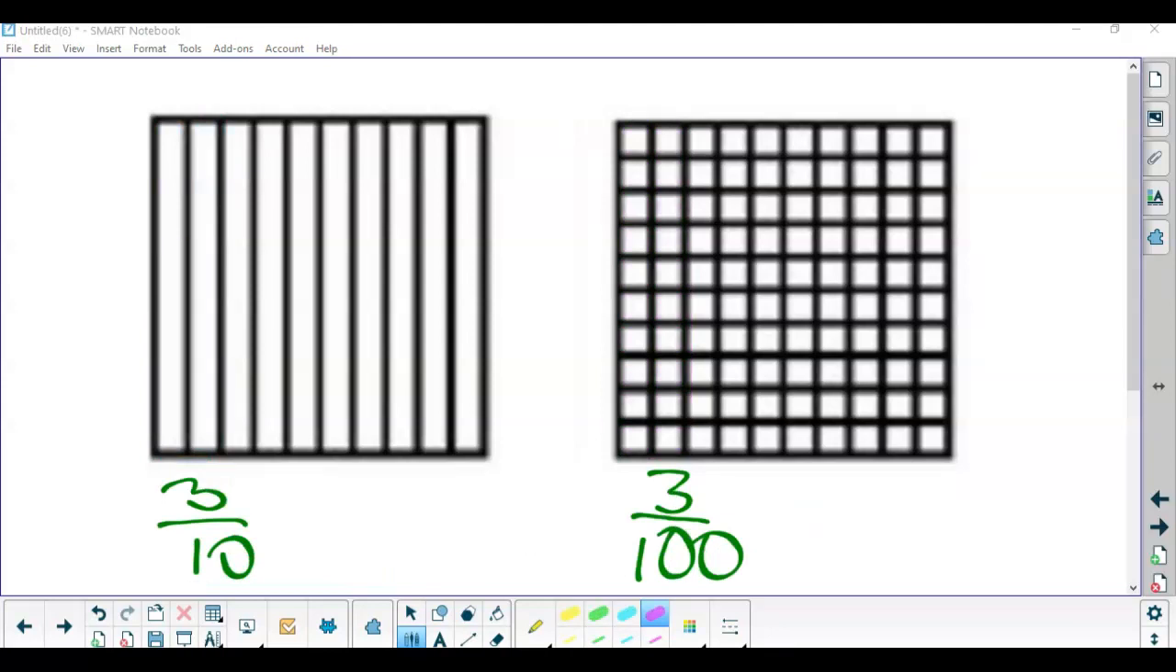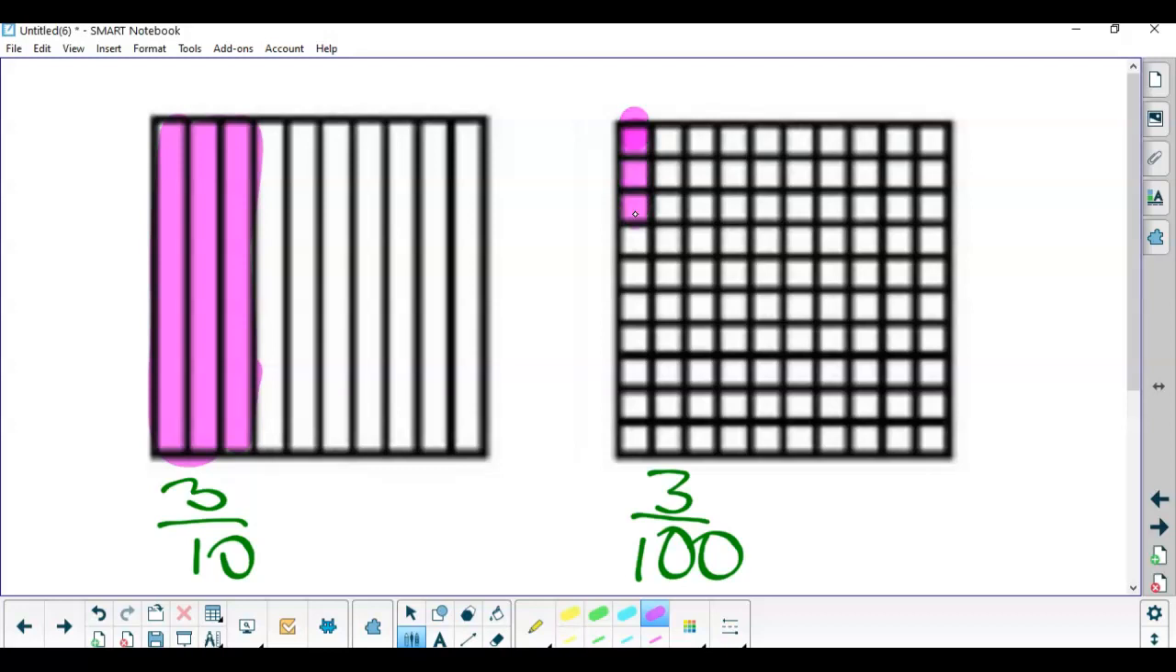All right, let's take a look here. Do you think that 3 tenths are equal to 3 hundredths? Thumbs up if you say, yeah, they're equal. Thumbs down if you say, no, no way. All right, well, let's see. Let's use our models to make a visual representation of this. So I am going to shade in 3 tenths. 1, 2, 3. So I've just colored in 3 tenths. Now let's look at 3 hundredths. I'm going to shade in 3 hundredths.